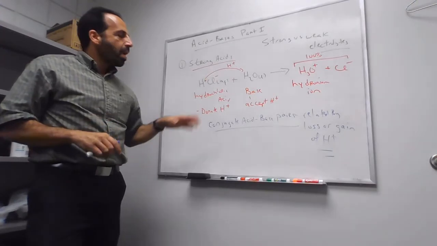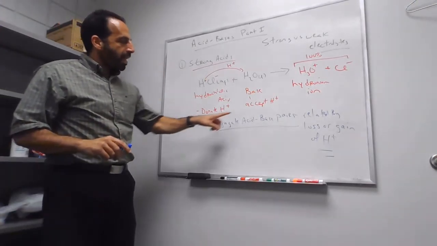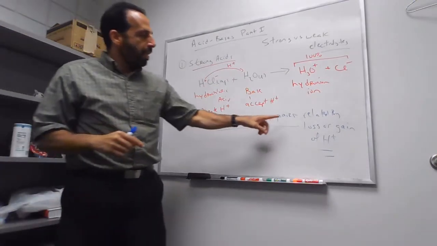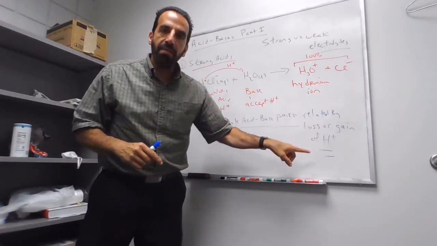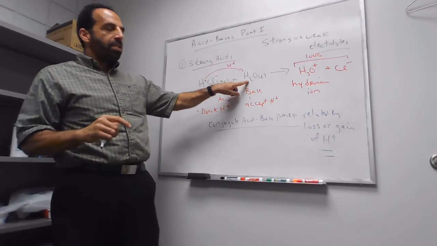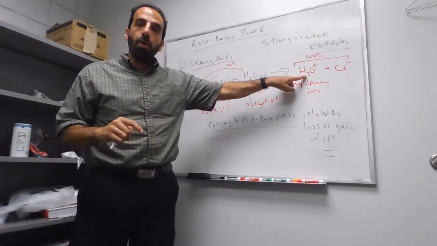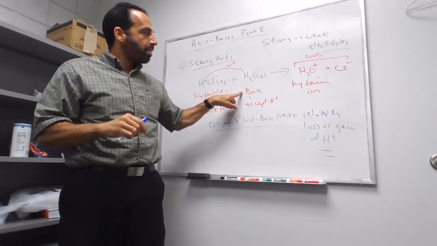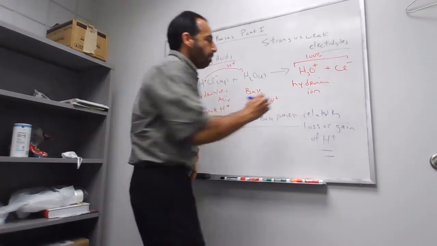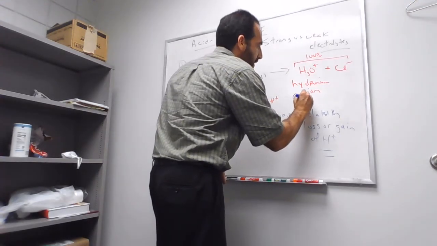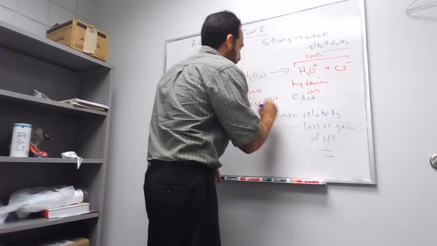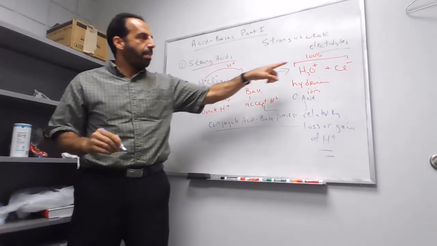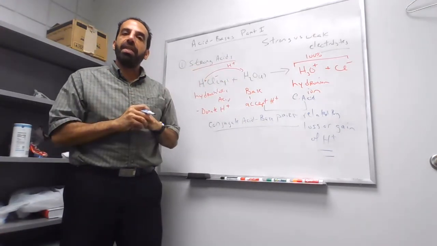So to continue with this, I want to take a look at conjugate acid-base pairs. Conjugate acid-base pairs are related by loss or gain of H+. So for instance, this is H2O and this is hydronium. This is related by the gain of H+. So water was a base here. The hydronium ion is going to be its conjugate acid. So these two are related. Was a base, picked up an H+, now it's its conjugate acid.